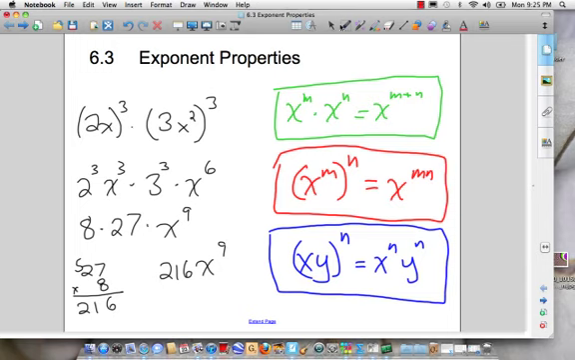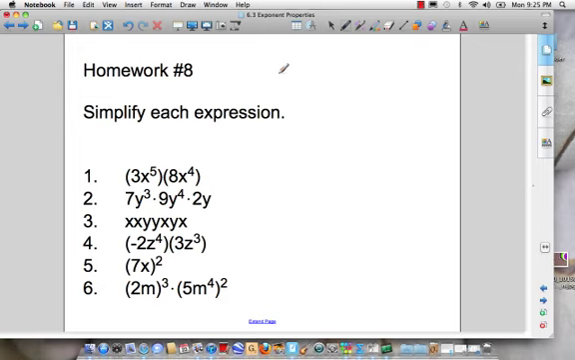Okay, so for your homework, what I want you to do is use the rules that were just explained to simplify the 6 expressions given. Okay, do your best with that. Have that ready for class next time.